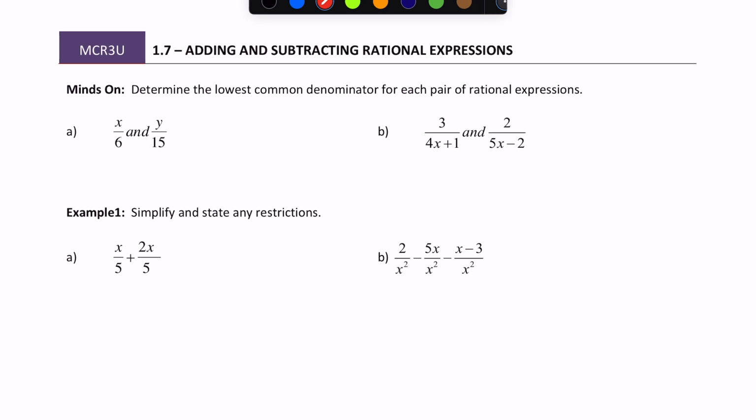Okay, so here for the minds on questions, it says determine the lowest common denominator for each pair of rational expressions. When we're looking at the lowest common denominator, one mistake some students make is that they simply multiply the two values at the bottom. So for example, in this question, they might just multiply 6 by 15 and multiply 15 by 6. However, that is not the lowest common denominator. In this situation, the lowest common denominator would be 30.